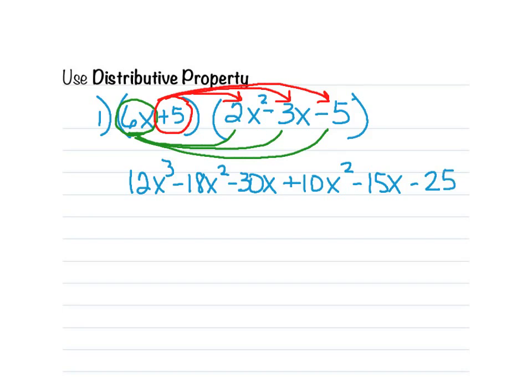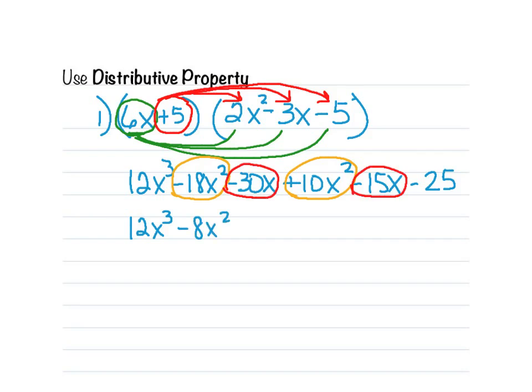Now let's go ahead and identify our like terms and combine those. 12x cubed does not have any like terms, so we'll simply bring that down. Negative 18x squared and positive 10x squared are like terms, so we'll combine those. That's negative 8x squared. We have negative 30x and negative 15x that are like terms. We'll combine those. That's negative 45x. And then negative 25 does not have any like terms, so we will bring that down.